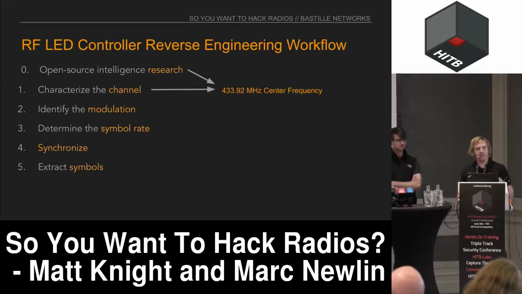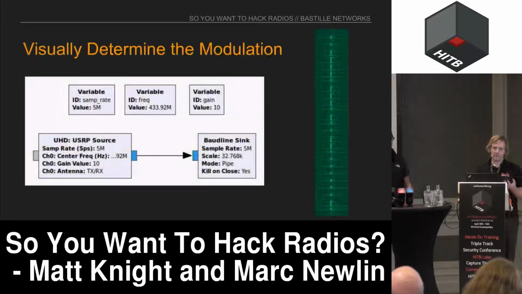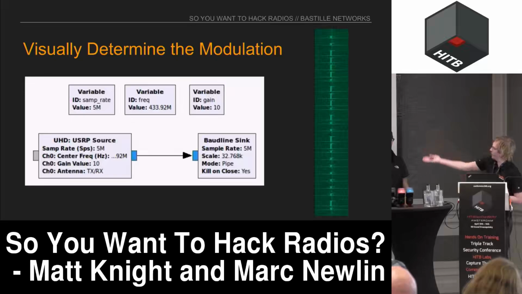Now, in order to start looking at the modulation and to fully characterize the channel, we're going to visually look at the signal in a spectrogram. So this is a very, very simple GNU Radio flow graph. We have a USRP source on the left. This is data coming in from the software-defined radio. Then we have a waterfall sink on the right. And this is just displaying this spectrogram like we see on that image there on the right.